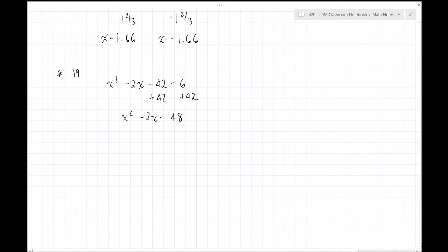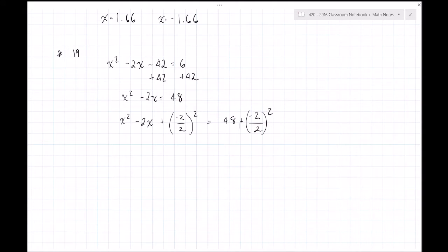We are going to add b over 2 squared. So we take b over 2, so that's 2 over 2, and square it, and we add that to both sides. So I'm going to actually write that out. b is negative 2 divided by 2 squared is equal to 48. And I'll write it over here too, because we add it to both sides of the equation. Now, I only really wrote it all out like that so that if you were watching and reading along, you can see exactly what I did.